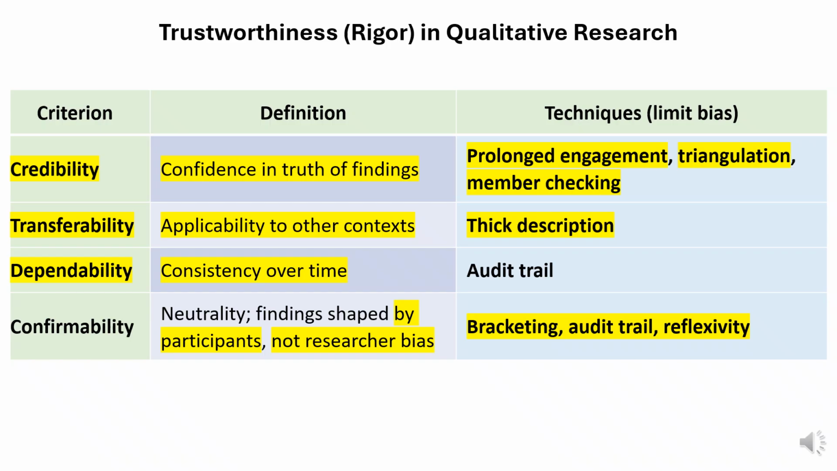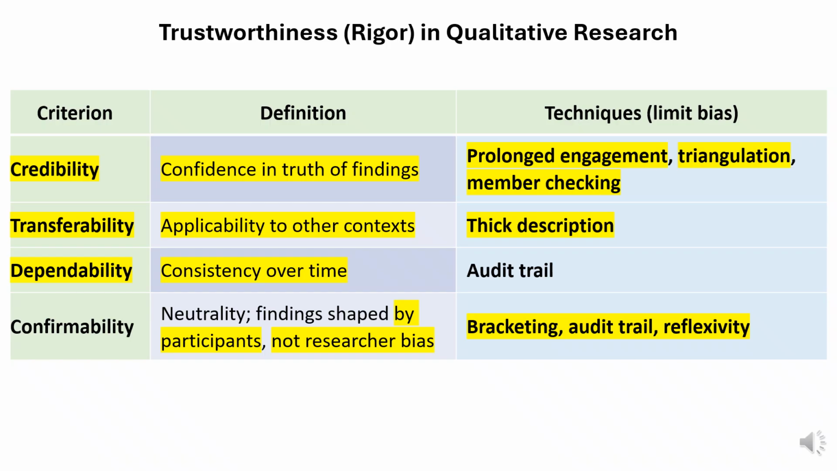Dependability addresses consistency over time. Would the study yield similar results if repeated under similar conditions? An audit trail, a transparent, step-by-step record of all research decisions, data collection, and analysis, enables others to track the researcher's processes and assess dependability.